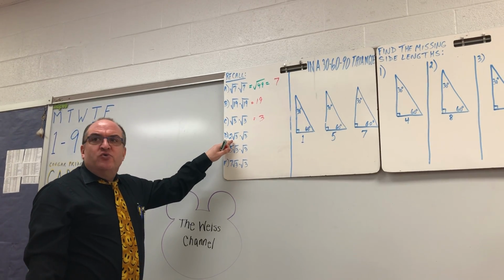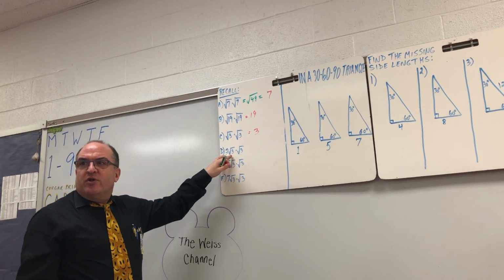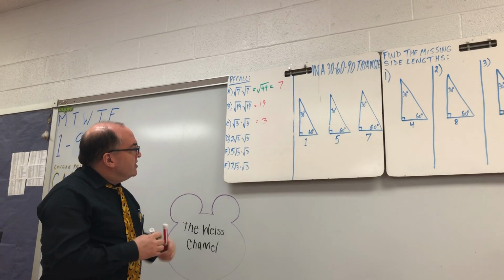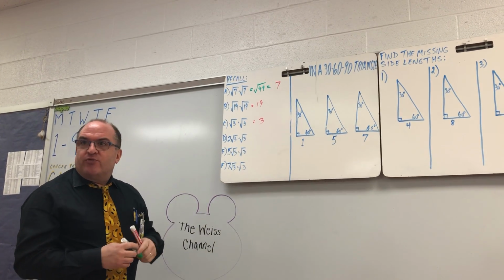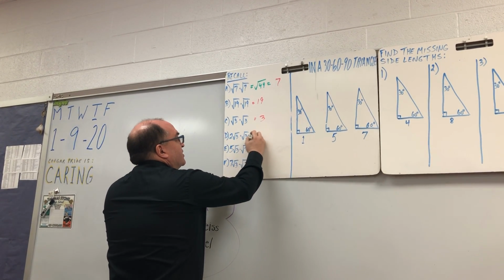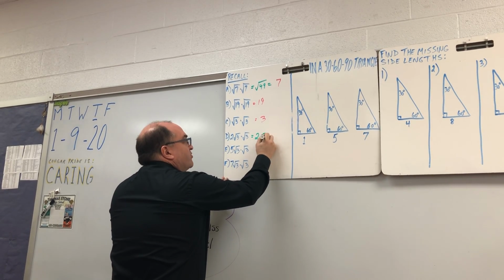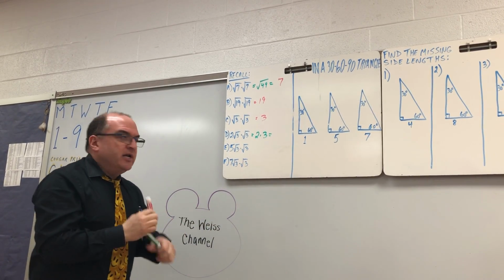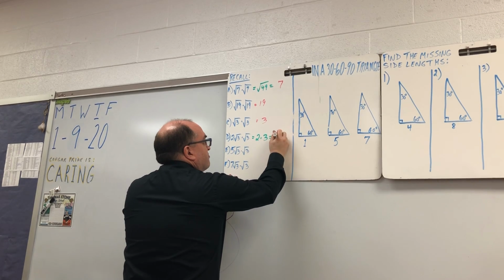What about 2 square root of 3 times square root of 3? Square root of 3 times square root of 3 was 3, right? So we've got 2 times 3. Thank you, Trinity. 6, right?